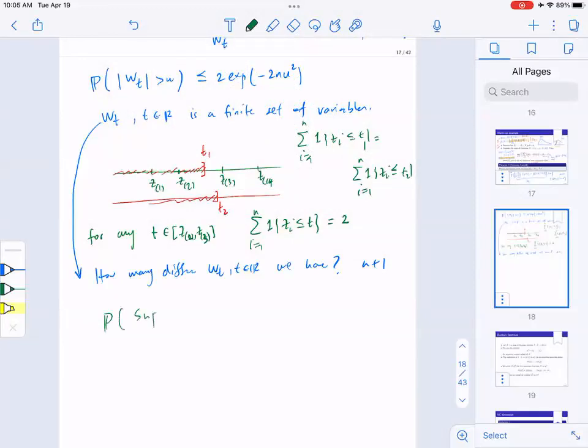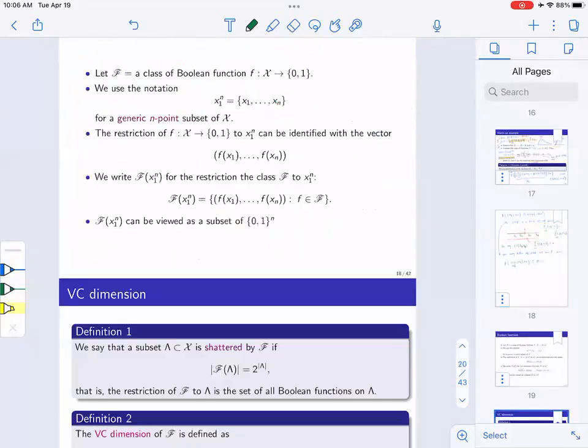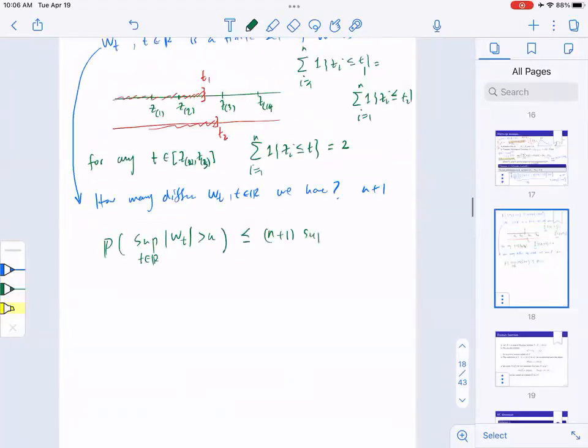So when I take the probability of the supremum over t, I can do a union bound because there are at most n plus one of these variables. This times the supremum over t of the probability that one of them is bigger than u, and this is bounded by 2e to the negative 2n u squared. So the bound is (n plus 1) times 2e to the negative 2n u squared. It doesn't depend on t.